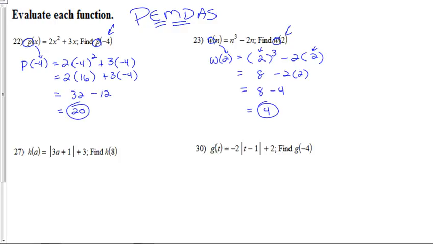And down at the bottom, we have absolute values. But the idea is still the same. Function h, and it's h of 8. So we're going to replace a with 8. So here is 8.